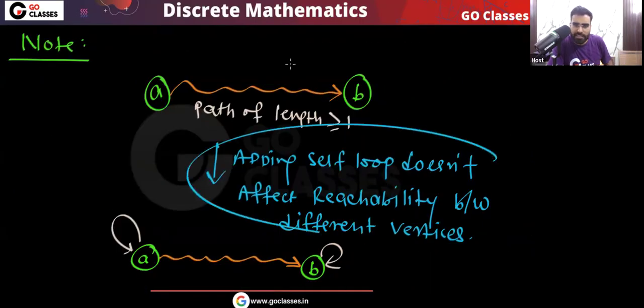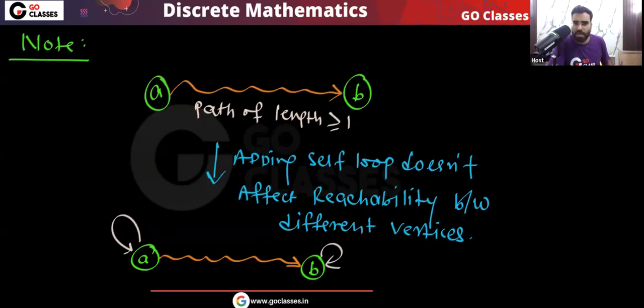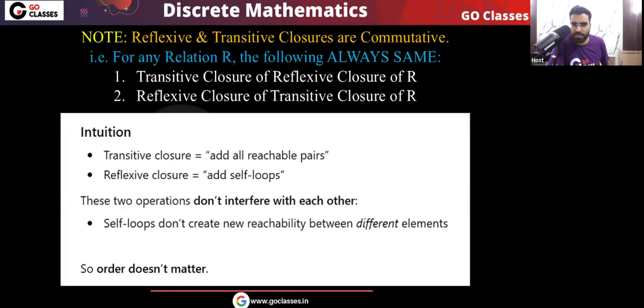Or I can say that adding a self loop doesn't affect the reachability between different vertices. I hope you understood. Okay, very simple. So you can read this: how to find the transitive closure when the graph representation is given. To find the transitive closure, we will add all the reachable pairs. To find the reflexive closure, we will add self loops.